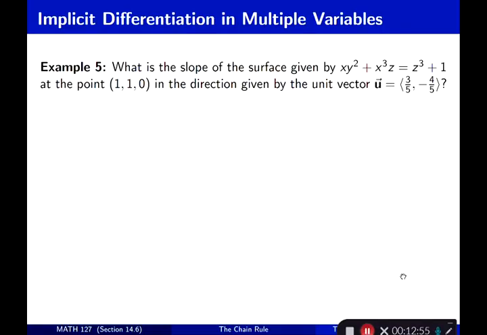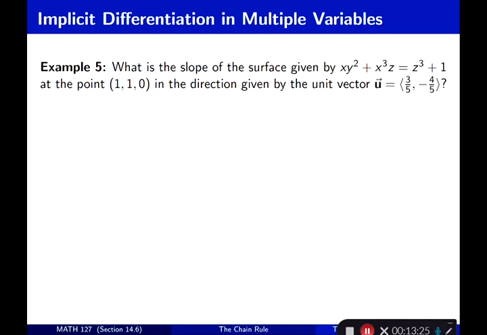The implicit differentiation in multivariables. Example 5: what is the slope of the surface given by x y squared plus x to the third z plus z to the third plus 1 equal to z to the third plus 1 at the point (1, 1, 0) in the direction given by the unit vector u equal to (3/5, -4/5)?